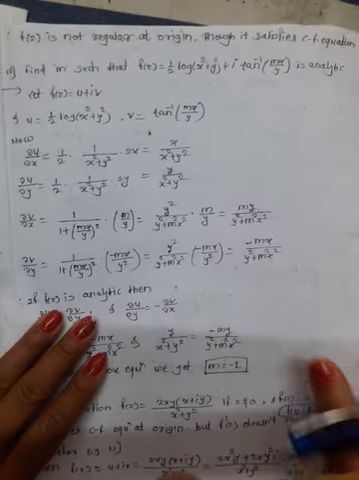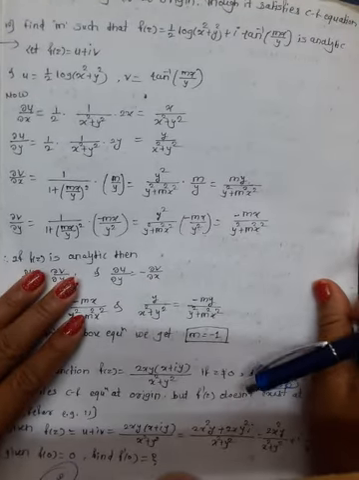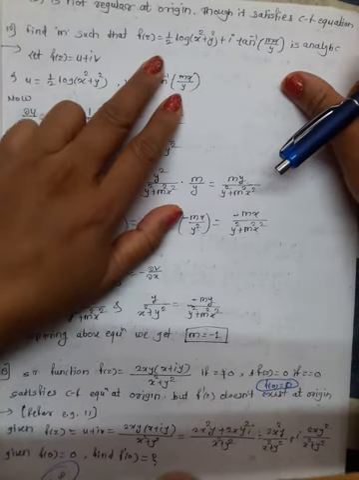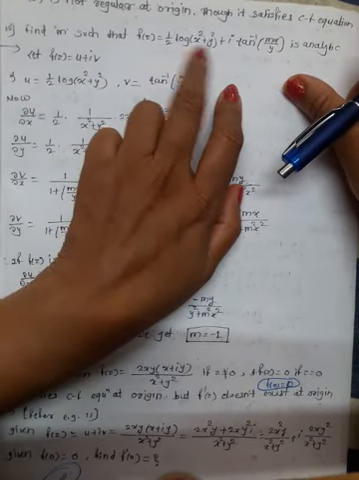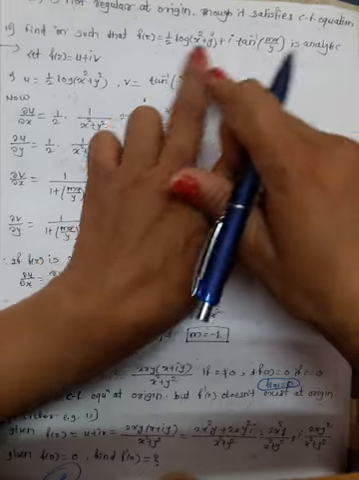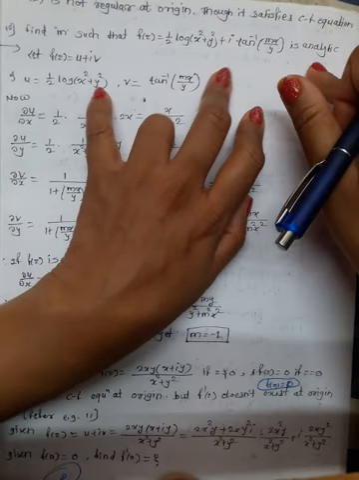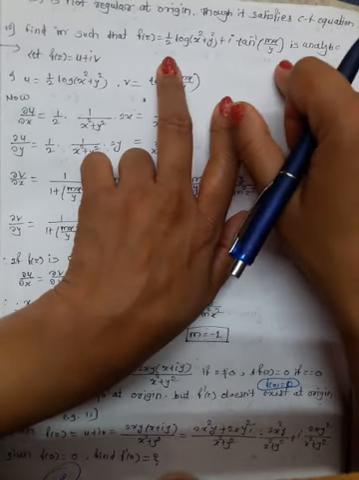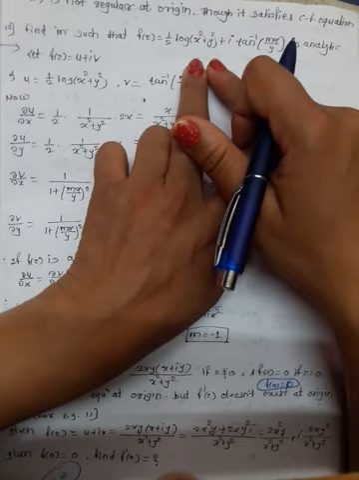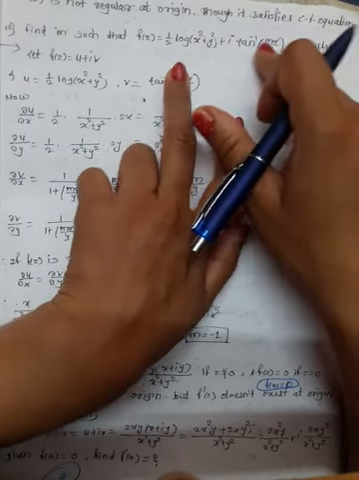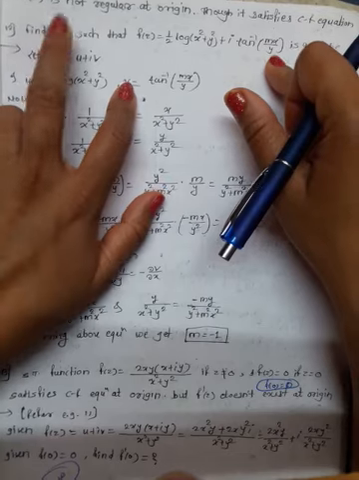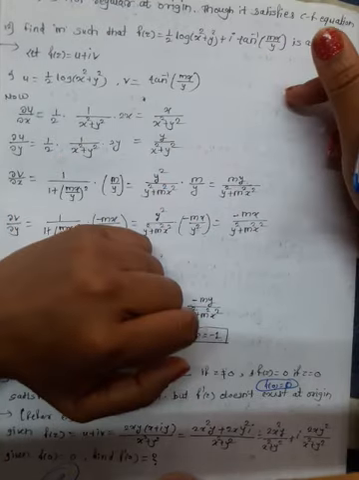Now let us see the next example. Find m such that f of z is given, this is u, this is v, directly given, is analytic. This is a straightforward question. If f of z is analytic, that means it must satisfy the CR equations in Cartesian form, and we have to find out m. It is very easy. Let us start.